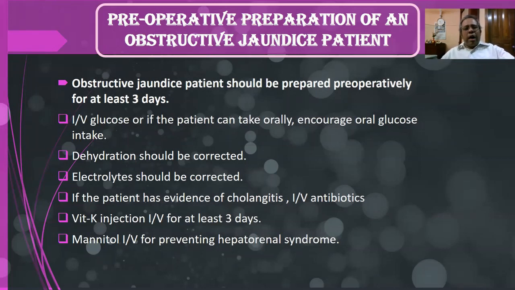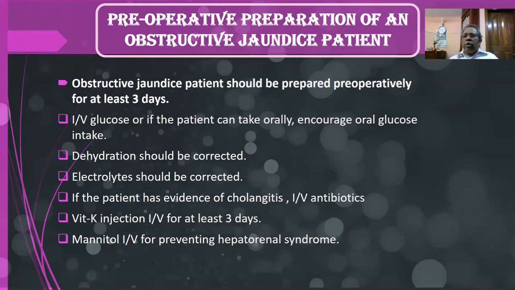That means you prescribe IV glucose and IV fluid. Or if the patient can take orally, encourage oral glucose, oral fluids, and more oral carbohydrate intake. Dehydration should be corrected fast. Electrolytes should be corrected. If the patient has evidence of cholangitis, IV antibiotics are started. And if the patient has a prolonged prothrombin time, it must be corrected to some extent. Otherwise, the patient bleeds after surgery. That correction is done by intravenous konakion, that means vitamin K injection.